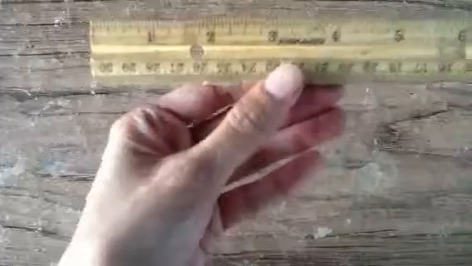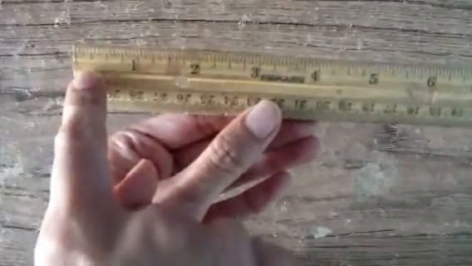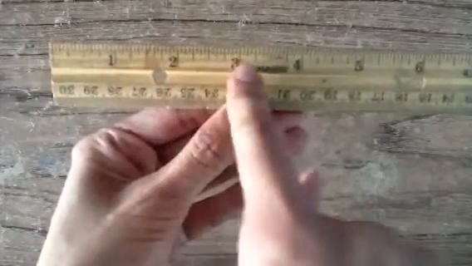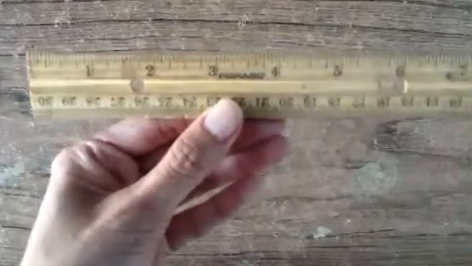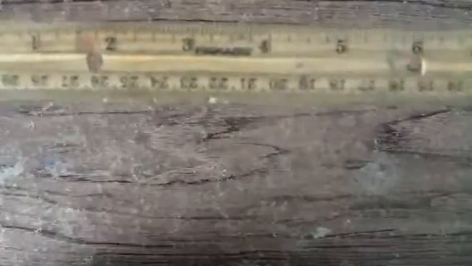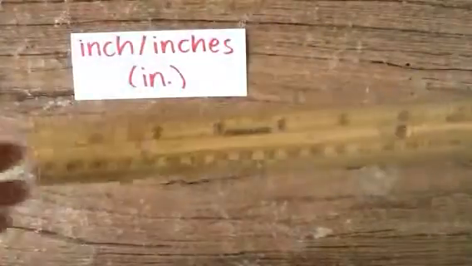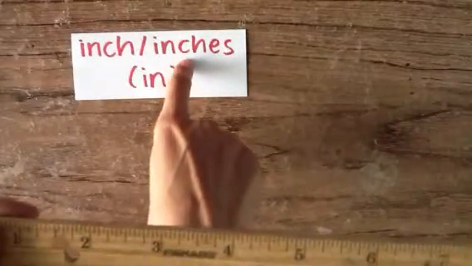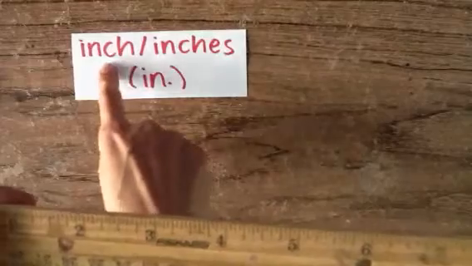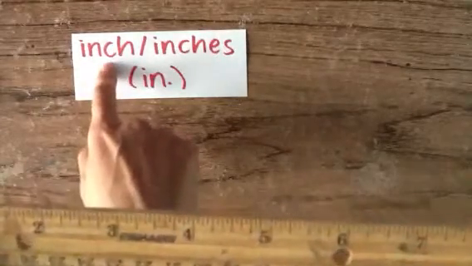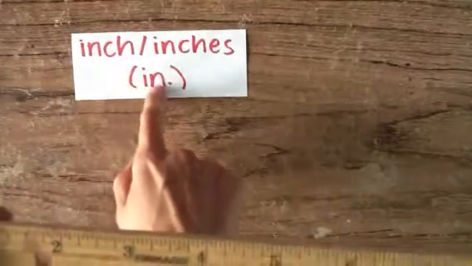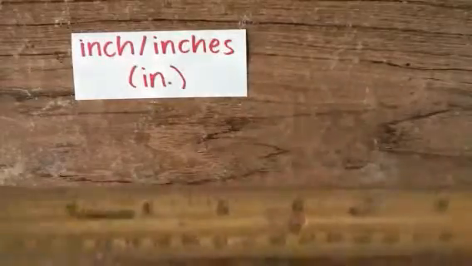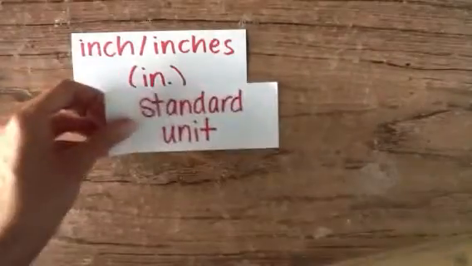Do you know what these marks measure on this side of the ruler? That's right, these measure inches. That's that word right there, inches. And if it's just one, you call that an inch. And sometimes you'll see the abbreviation IN. Now, inches are a standard unit of measurement.